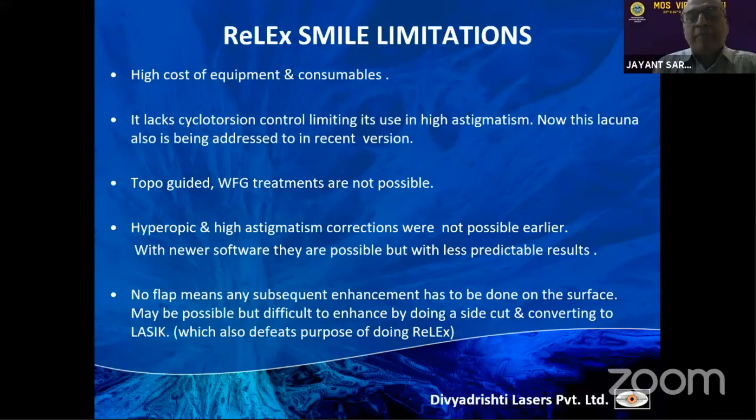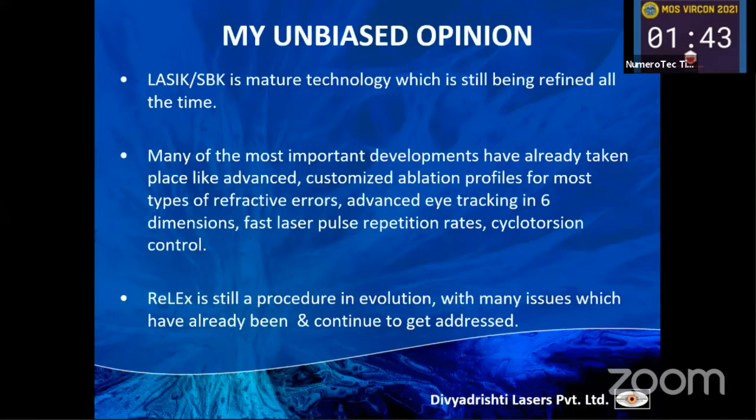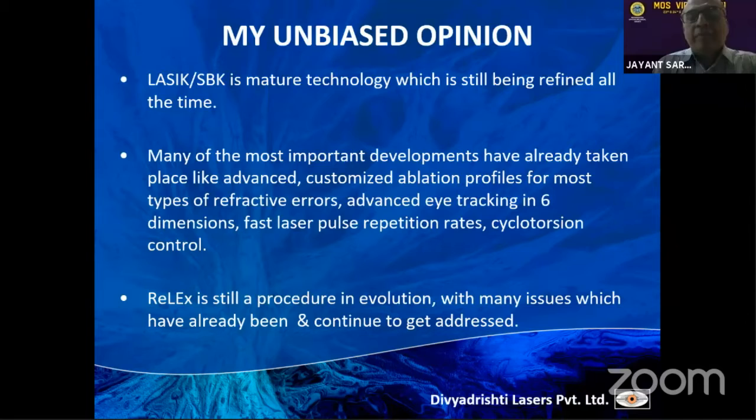I do SBK for 80% of my cases, from -3 to -10. No, I don't go beyond -10. And with experience of about 8,000 eyes, I very consistently get thin flaps of about 100 to 110 microns, with a variation of 6 to 10 microns. My unbiased opinion is LASIK or SBK is a mature technology which is still being refined all the time. Many of the most important developments have already taken place, like advanced or customized ablation profiles for most types of refractive errors, including pulse errors, advanced eye tracking in 6 dimensions, fast laser pulse repetition rates, and cyclotorsion control.